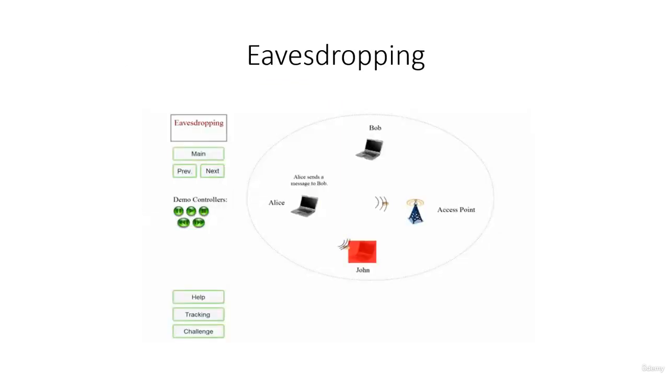This eavesdropping scenario demonstrates how a hacker eavesdrops on the communication between two wireless nodes. It shows a snapshot of the eavesdropping demo. So, the network includes two users. I name them Alice and Bob, an AP, and a hacker who is John. The messages between two network nodes are represented by a small box.